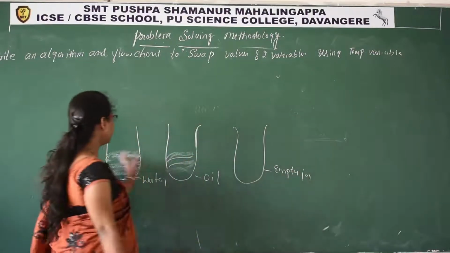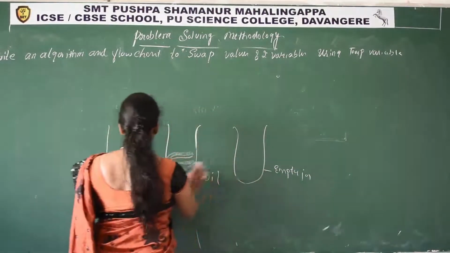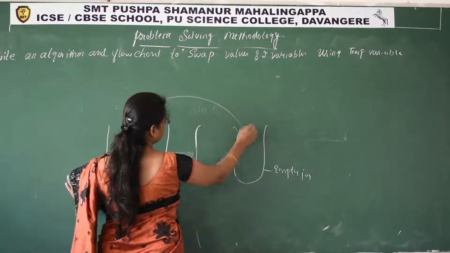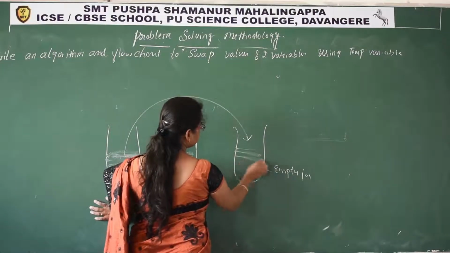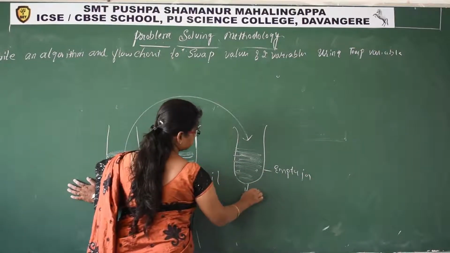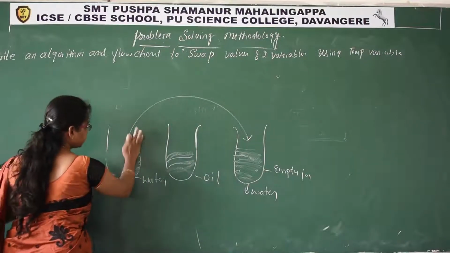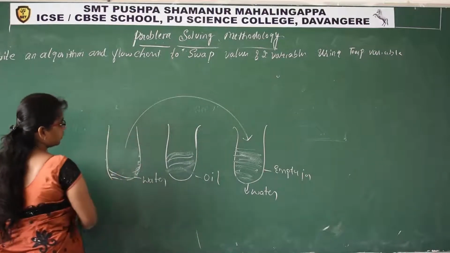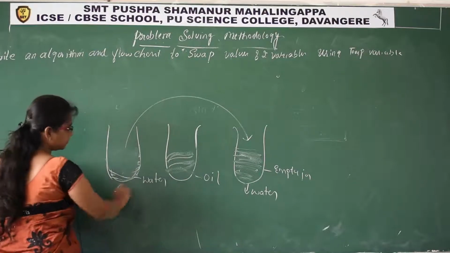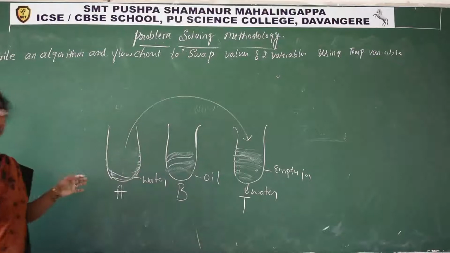Any one of these two we will take and pour into this jar. Suppose if you pour water into this jar, this jar contains water. Now it is water, and the other will become empty. I label this jar as A and this jar as B, and this is T, a temporary jar.